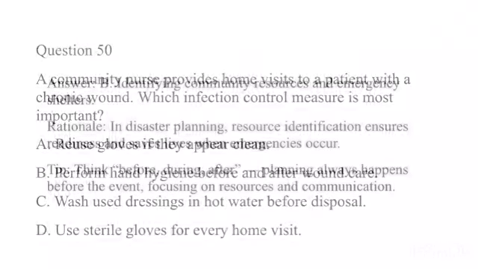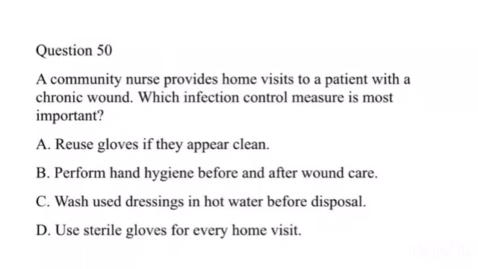Question 50. A community nurse provides home visits to a patient with a chronic wound. Which infection control measure is most important? A. Reuse gloves if they appear clean. B. Perform hand hygiene before and after wound care. C. Wash used dressings in hot water before disposal. D. Use sterile gloves for every home visit.